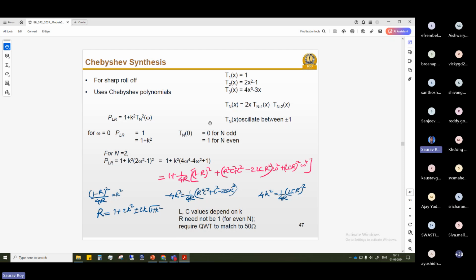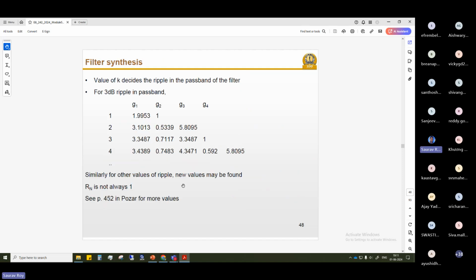What is the loss ratio expression? A similar thing you can calculate for R, L, and C values, and you will find a similar table in the book, which will give you the components G1, G2, G3. Based on this, you can actually find out the values of L, C, the capacitance and inductance values, so that you can build the filter network.